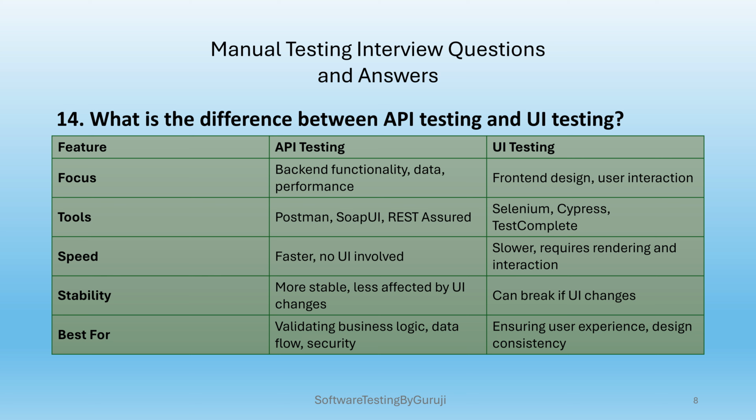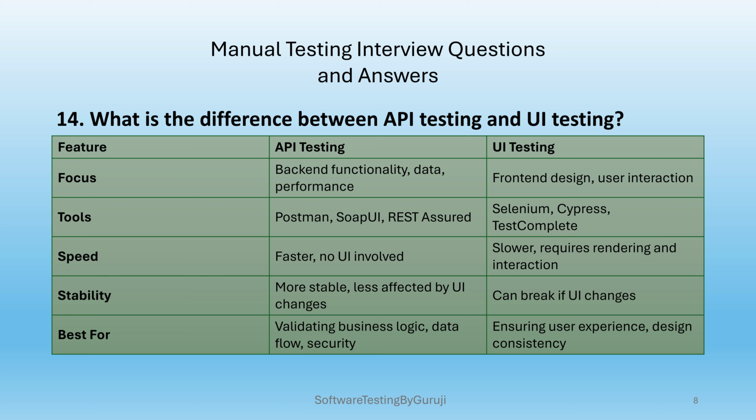UI testing focuses on front-end design, user interaction. API testing tools: Postman, SOAP UI, Rest Assured. UI testing tools: Selenium, Cypress, TestComplete. API testing speed: faster, no UI involved. UI testing speed: slower, requires rendering and interaction.